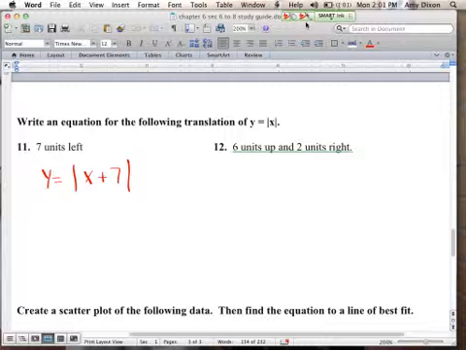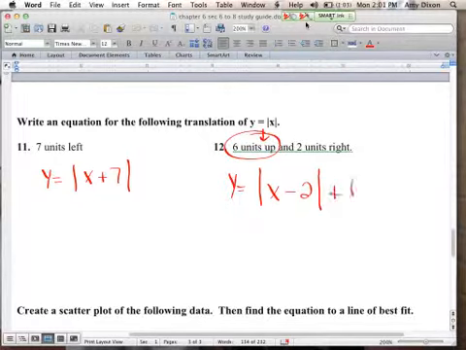On number 12, we have two things going on. We have up and down and right or left. The up and down goes on the outside of the absolute value. The left and right goes on the inside. So we're going to have y equals the absolute value of x minus 2, since it's right, we want a minus sign. The up and down, we go with the sign. It's up, so it's plus. And that is our equation for number 12. So that's how you write the equations.